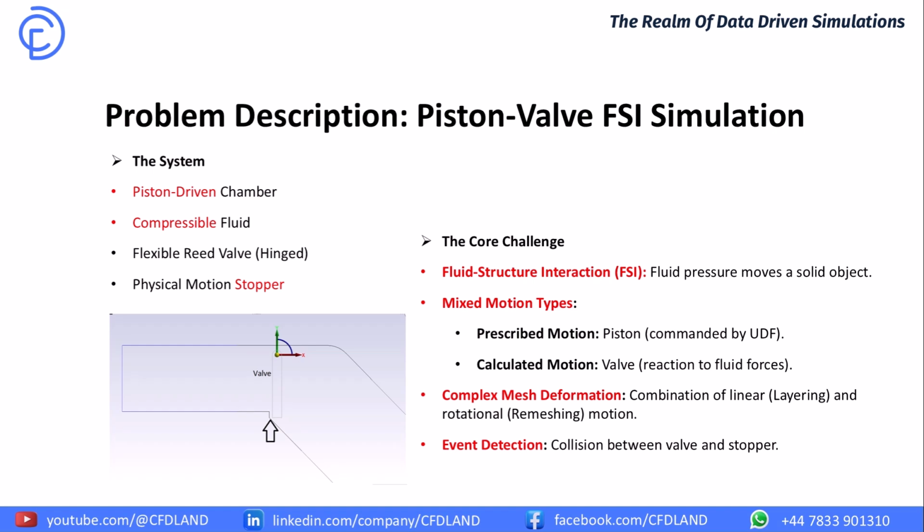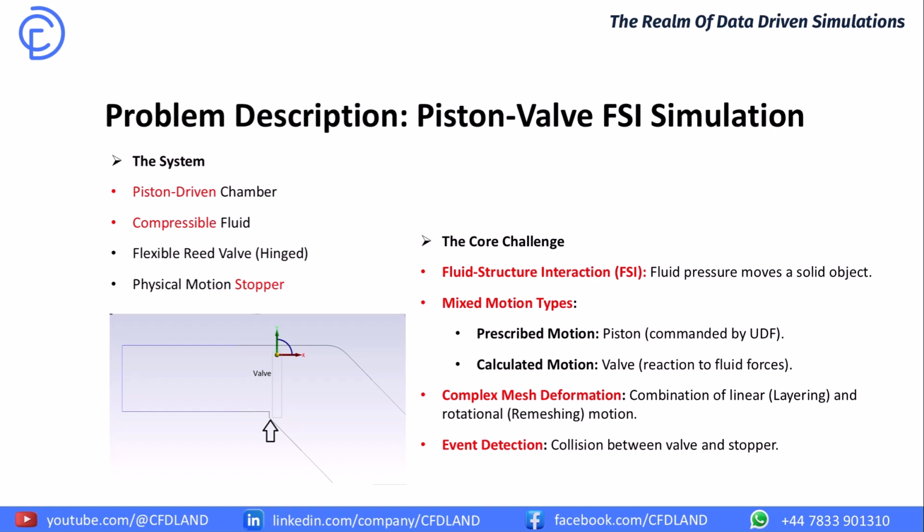Next, we have mixed motion types. This is very interesting. We have two different kinds of movement in our system. One is prescribed motion. This is for the piston, and we will use a UDF to give the piston an exact command on how to move. We are prescribing its motion. The other is calculated motion. This is for the valve. We don't know how the valve will move. It is a reaction to the fluid force. Fluent has to calculate this movement based on physics.